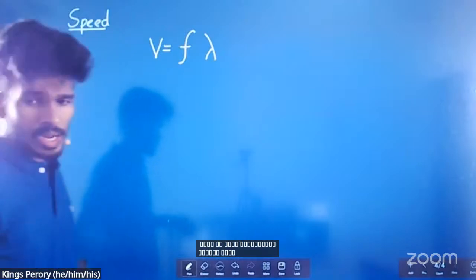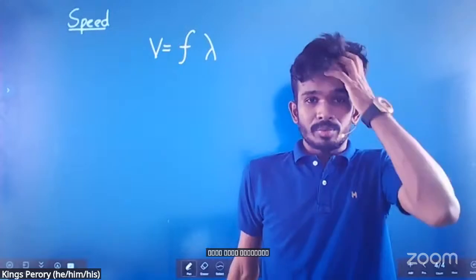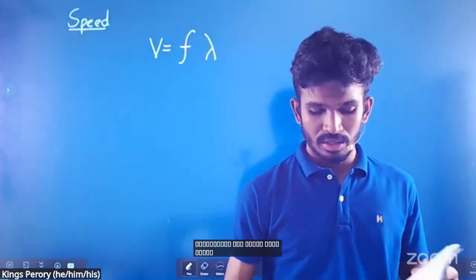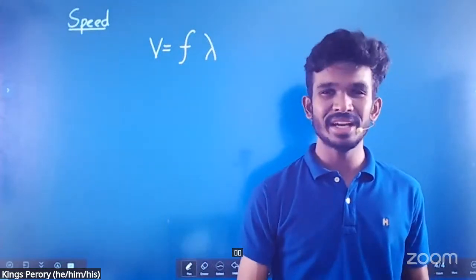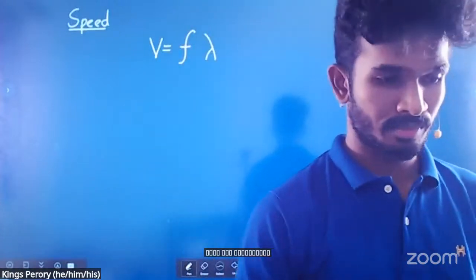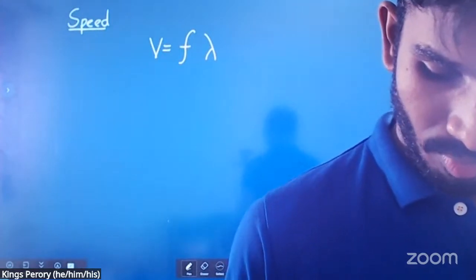We'll do some questions from this. Take your writing book. In the tute there were some free blanks at the end, but you all don't have the tute, right? So better take a separate paper or your normal writing book. Write down questions.